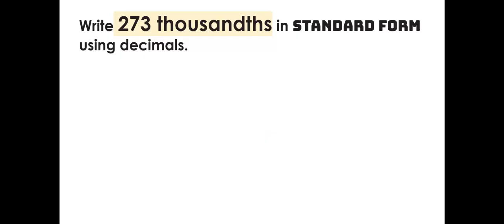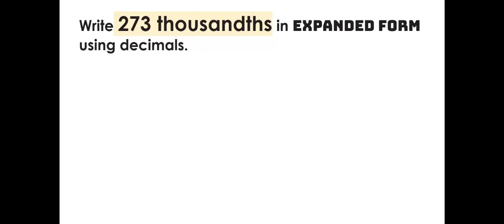Did you try? All right, does your answer look like this? 0.273. We'll see that the decimal is in the front because this entire amount is less than 1. Can you write the same amount, 273 thousandths, in expanded form using decimals? So this time we are going to take apart every single digit in this number and expand it out, showing the value of each digit. Go ahead, pause the video again, and give this a try on your own.